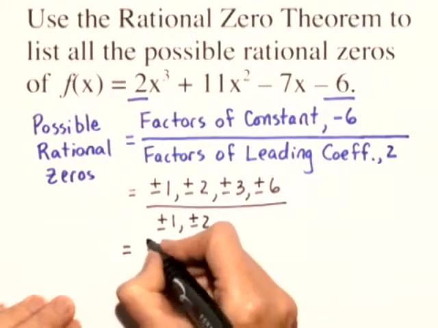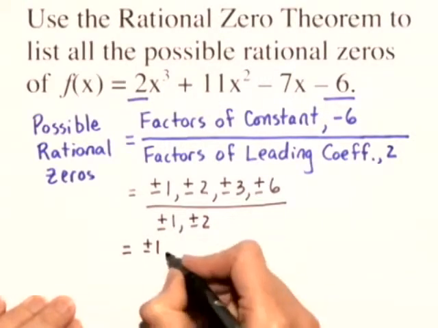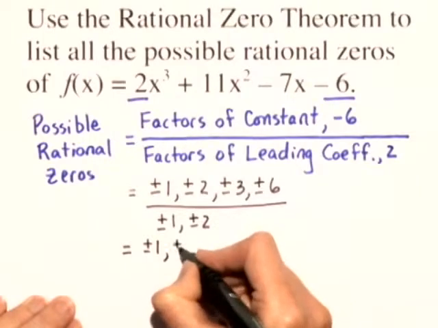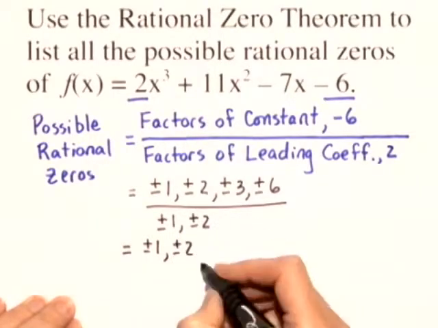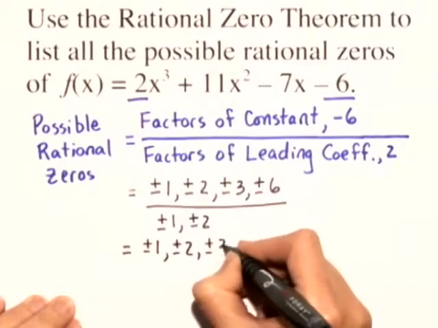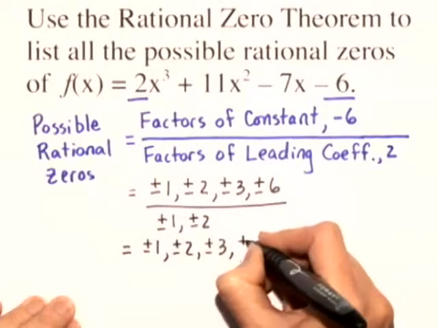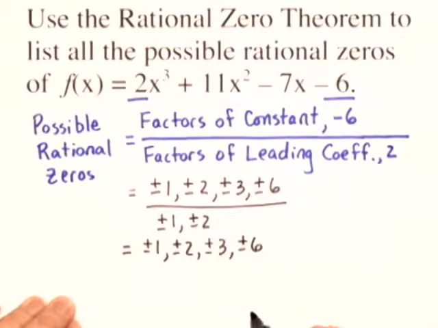So here we go. We have plus or minus 1 divided by plus or minus 1 is plus or minus 1. Plus or minus 2 divided by 1 is just plus or minus 2. Plus or minus 3 divided by 1 is just plus or minus 3. And plus or minus 6 divided by 1 is just plus or minus 6.